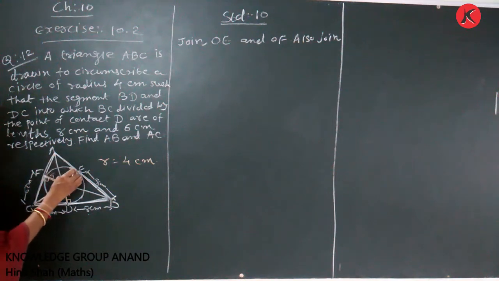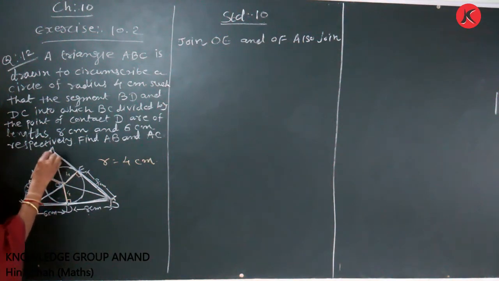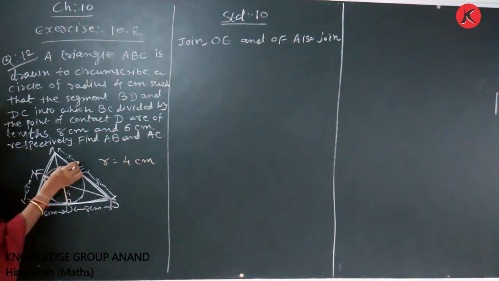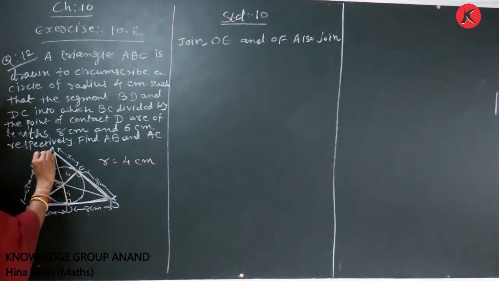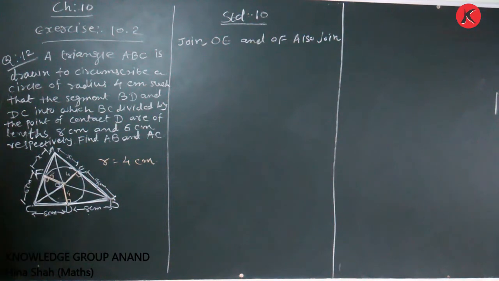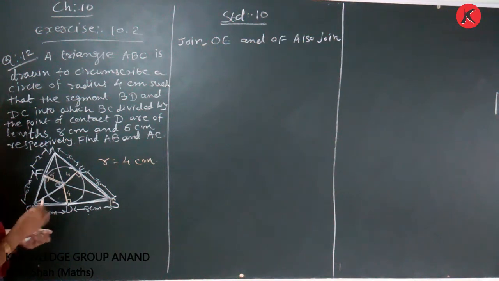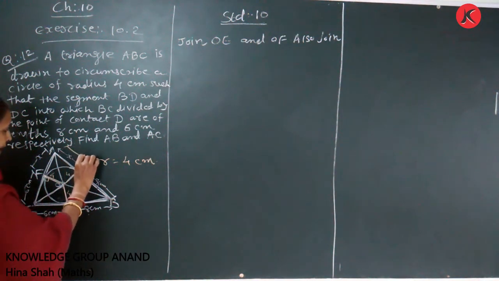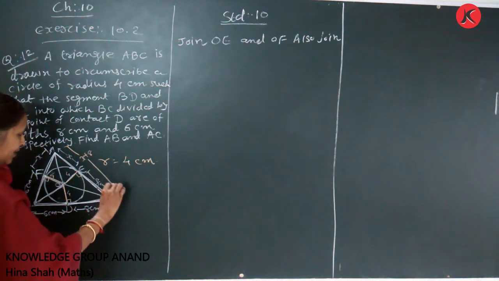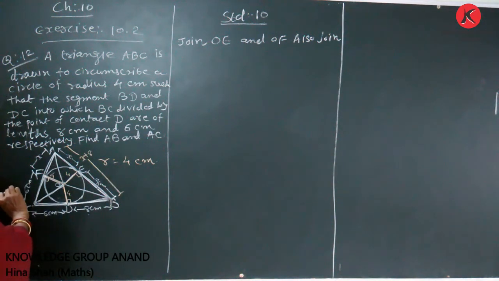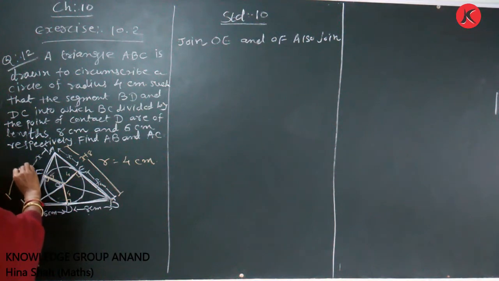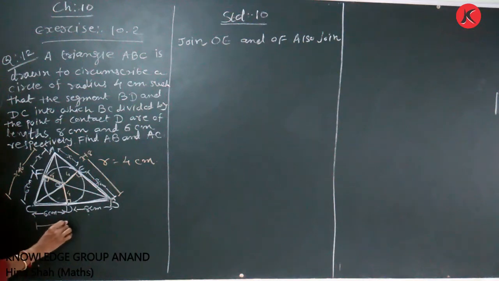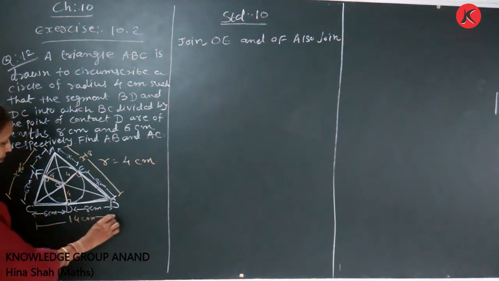Now, take AE equal to AF, equal to x. Here AE is equal to AF and they are x cm. Therefore, AB is equal to x plus 8 cm, AC is equal to x plus 6 cm, and BC is equal to 14 cm.